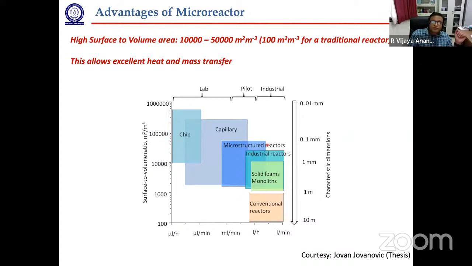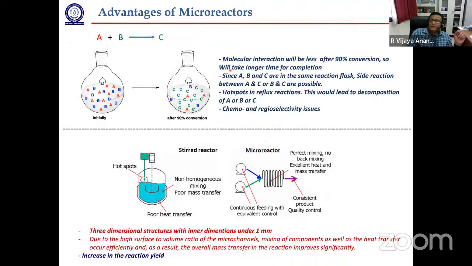So as a result, since it has a high surface to volume ratio, this allows excellent heat and mass transfer. I'll tell you in the next slide. So I'll take an example, and I will explain what the advantages of microreactors are over the batch reactor. Suppose you consider A plus B, that gives C.